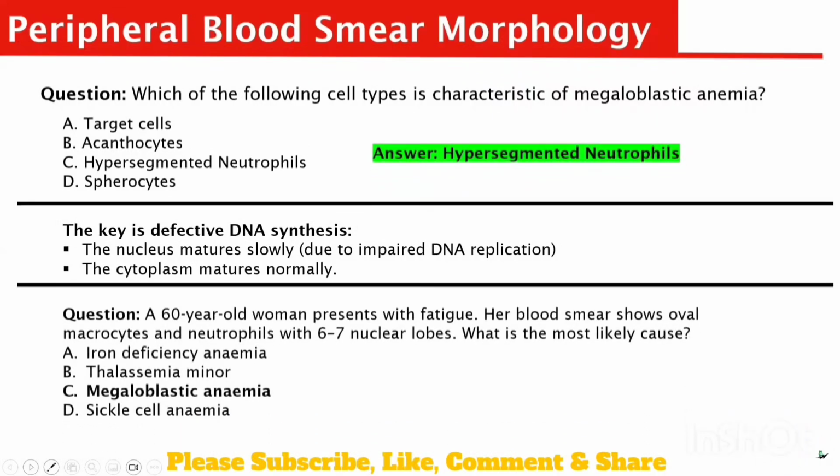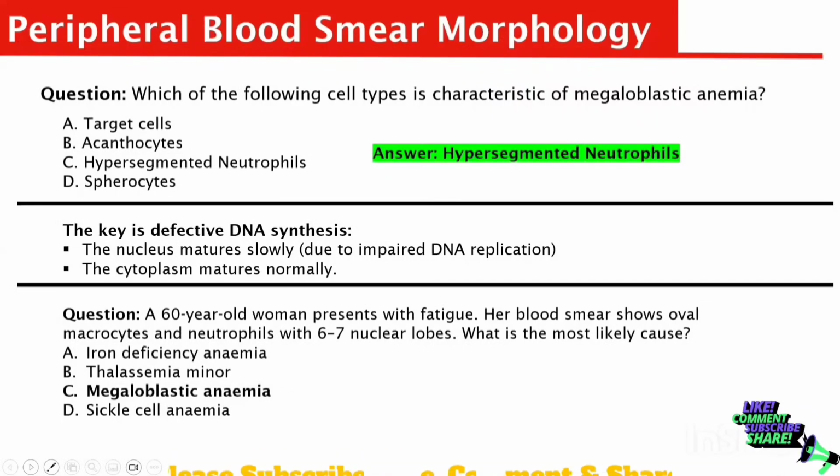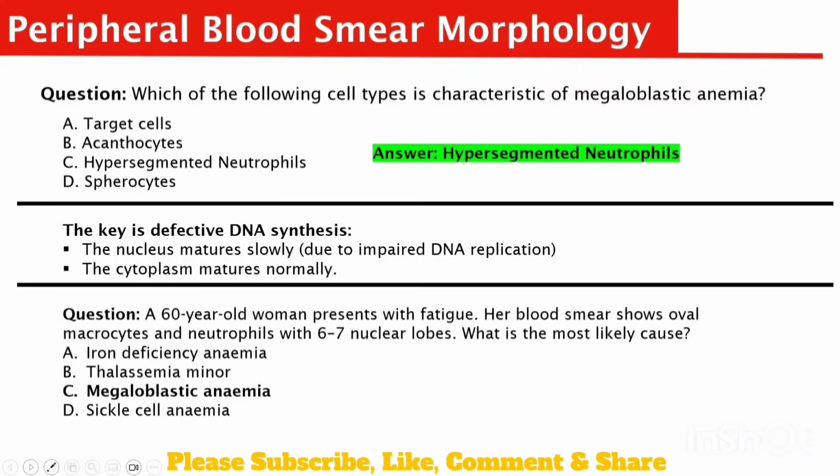Now, just to see how much you understood, I shouldn't have highlighted the answer for you. Anyway, I wanted to see if you understood what I've said by giving you another case, where a 60-year-old woman presented with fatigue. Remember, anytime somebody is anemic, fatigue is one of the things you are going to see, whether it is normocytic anemia, microcytic anemia, or macrocytic anemia, which is where you are going to see this megaloblastic. So fatigue is usually associated with anemia.